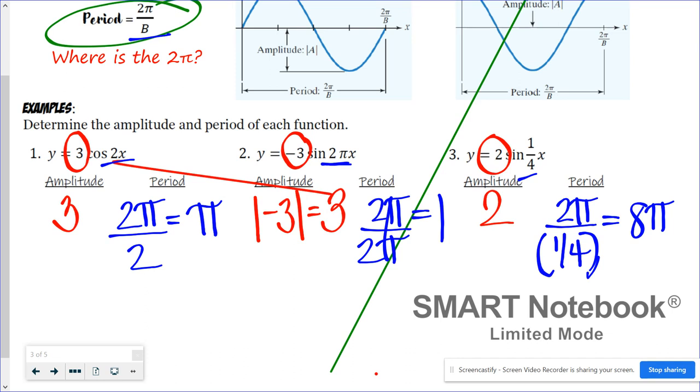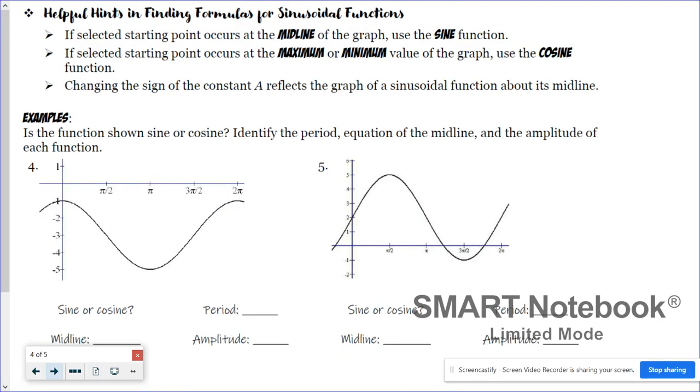If you're going from the graph to the b value, you would just do the same thing. You'd go 2 pi divided by the period is b. Okay. So speaking of graphs, how do you know whether or not it's sine or cosine?